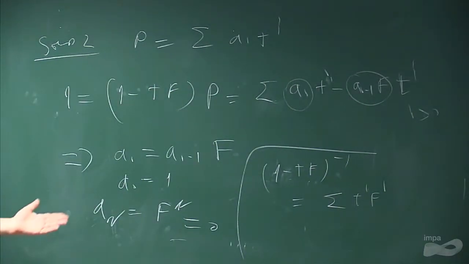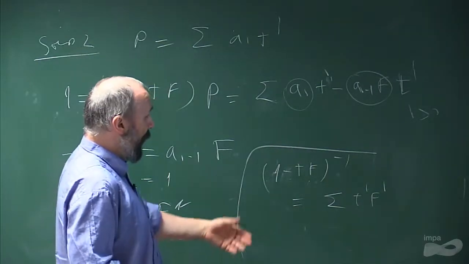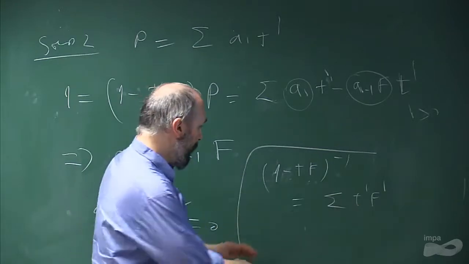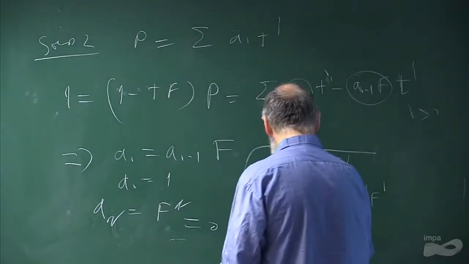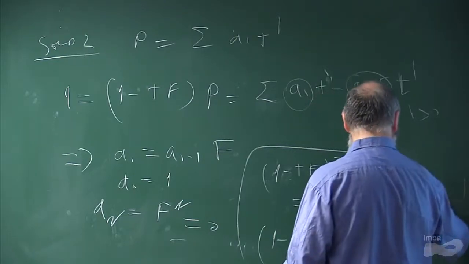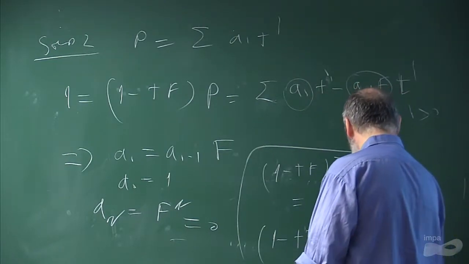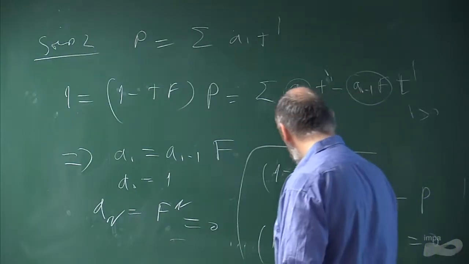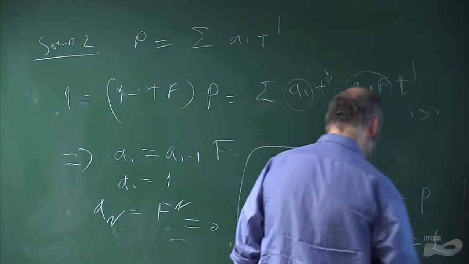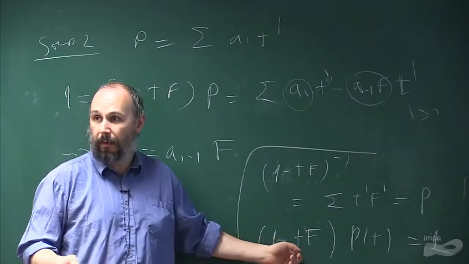And the converse is also true, because if f is nilpotent, this would be a finite polynomial, and you would have 1 minus t f times this polynomial p of t is equal to 1. But f to the n is 0 in our ring, so.